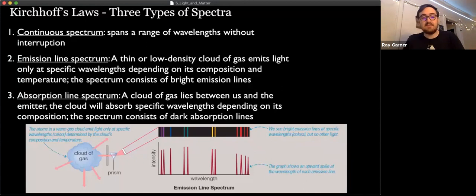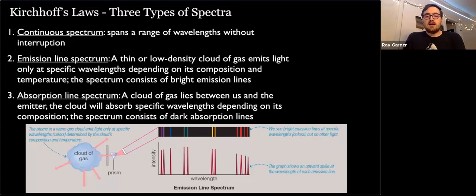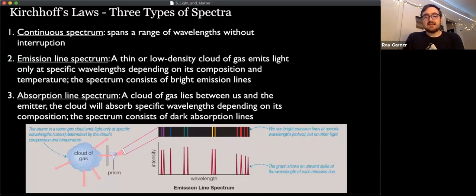If we were to plot it and not just use the rainbow, then we would also see bright peaks, upward spikes at each emission line. That is an emission line spectrum. And once again, we can see that maybe these greenish teal colored emission lines are emitting more than the red. That could tell us something about what the cloud of gas is made of or the temperature that it's at.